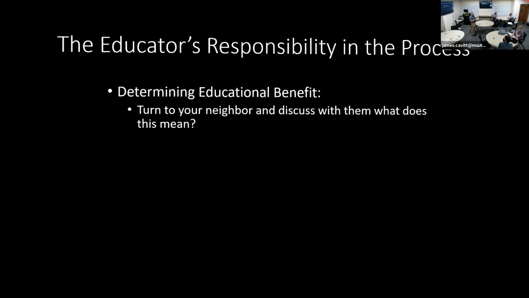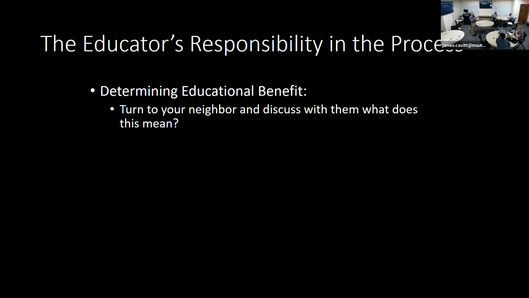So for just a minute, I want you to talk to your table mates and talk about what does educational benefit mean, how are you going to determine educational benefit for students? What do you think?